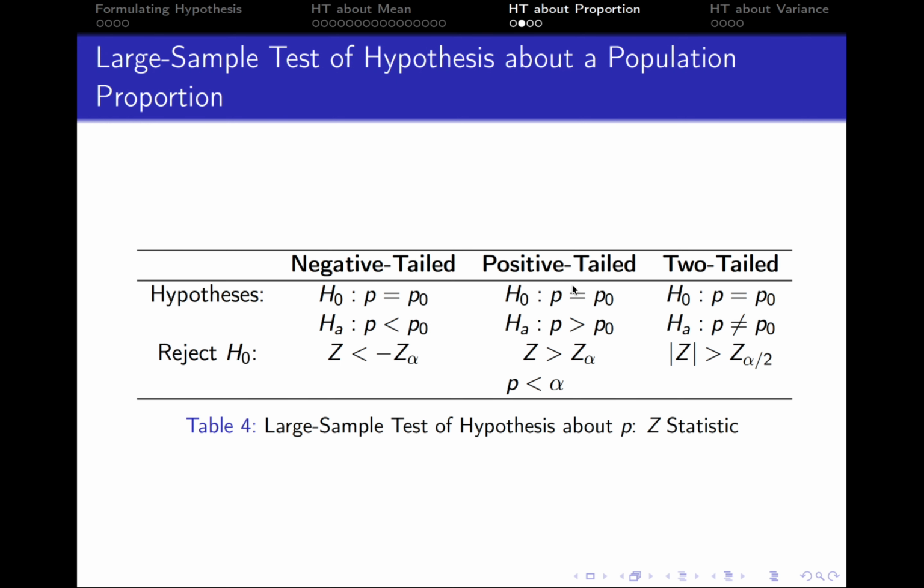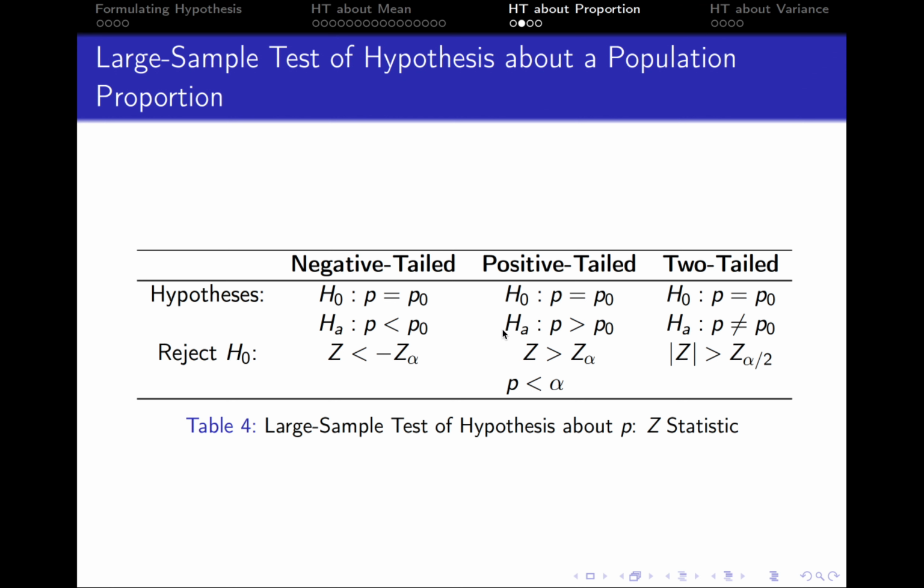Here is a quick summary of the three possible tests: negative-tailed, positive-tailed, and two-tailed test. As you can see, the null hypothesis, as always, is some equality, and it is the same for all three tests: the true population proportion is equal to the hypothetical population proportion. For the negative-tailed test, the alternative hypothesis is that the true population proportion is below the hypothetical population proportion, and we reject the null hypothesis and accept this alternative when the estimated z-score is below the critical z-score at the level of significance alpha.